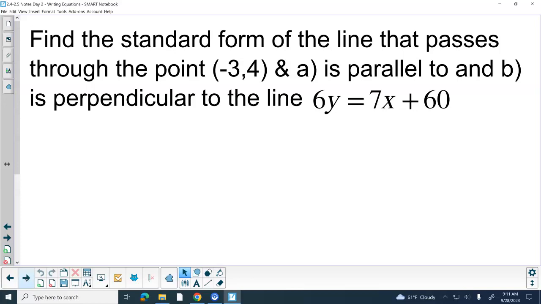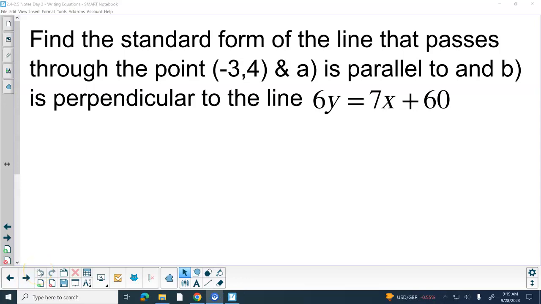So both of your lines are going to go through the point -3, 4, and the first line I want parallel to the line that's given. The second line that you come up with, I want perpendicular to the line that's given. Okay. So there's 2 answers to get here. Okay. 2 equations to make. Go.